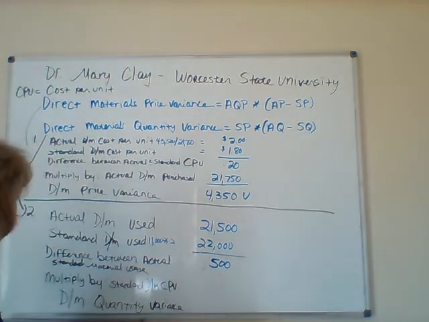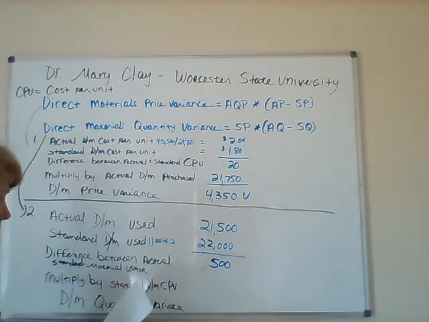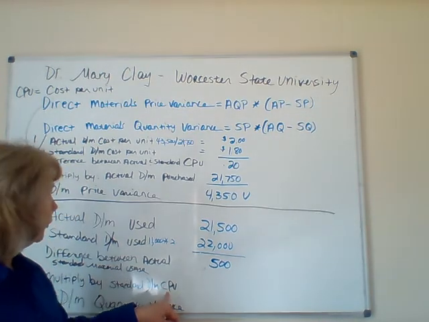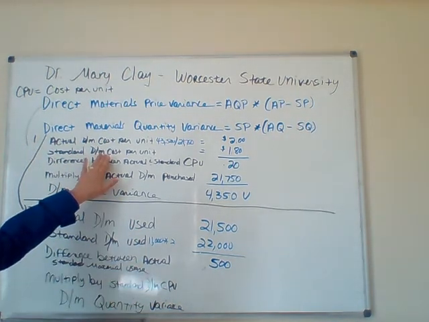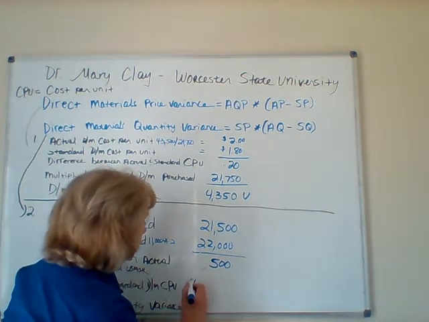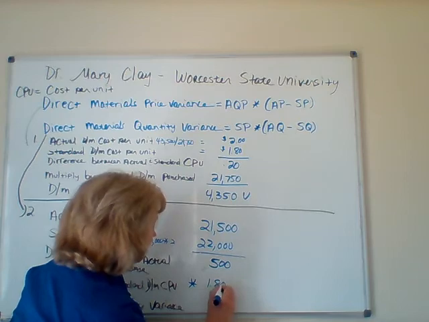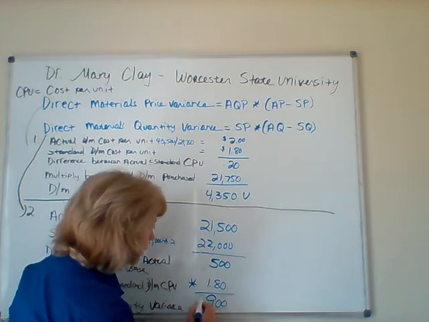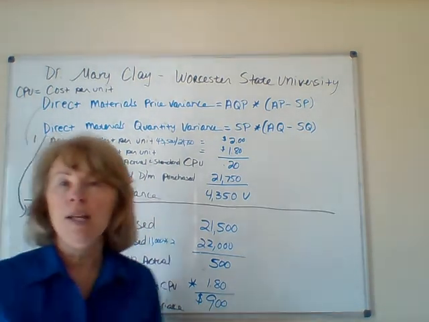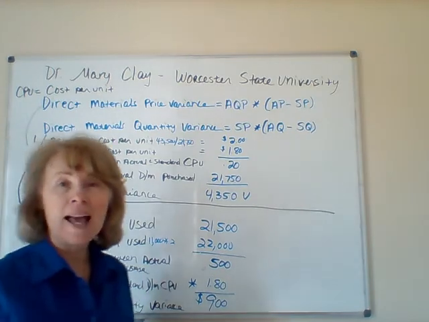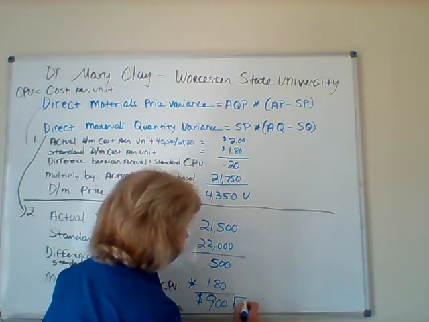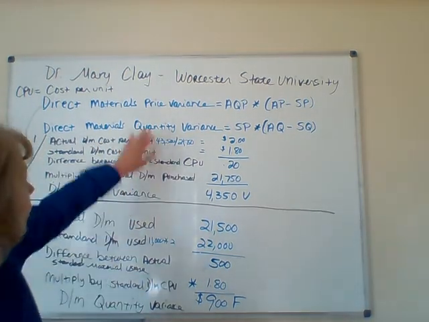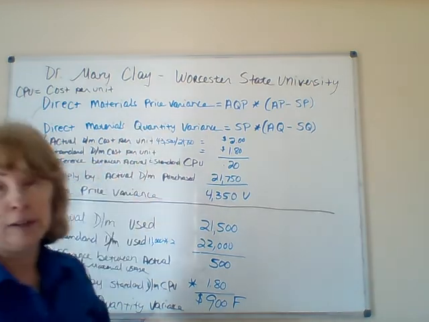Now you're going to multiply this by the standard direct materials cost per unit. CPU stands for cost per unit. I go back up here. What was that? That was $1.80. So I multiply the 500 by $1.80, and I get my number, which is 900. But remember, you have to understand whether it's favorable or unfavorable. We just went through it. The actual was less. This is favorable. So that's how you do the direct materials price variance and quantity variance.